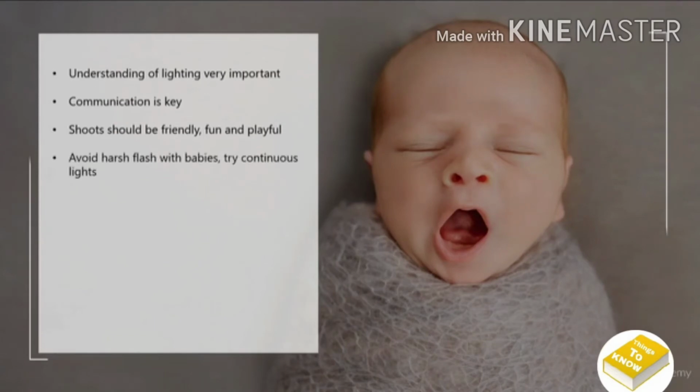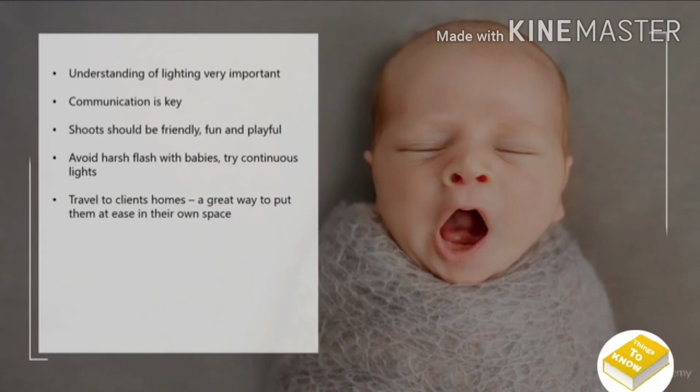Avoid harsh lights with babies. You should avoid using flashes. So you want to try constant or continuous lights instead. Basically, these are lights that are always on. So rather than using flash or strobe lights in this type of situation, which can actually damage a baby's eyes, you want to use continuous lights instead.